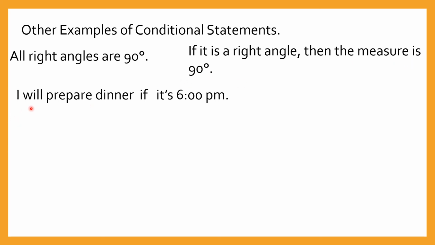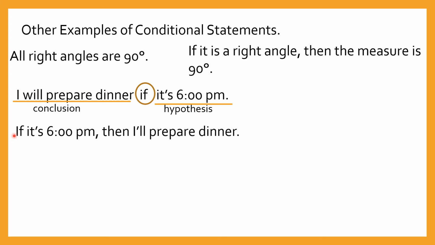Here's another example. I will prepare dinner if it's 6 p.m. Look at this one. I have the word if here, but it's in the middle. If the if is in the middle, it means that the hypothesis is the words after if, and therefore the first part is the conclusion. So I can rewrite this as, if it's 6 p.m., then I'll prepare dinner.